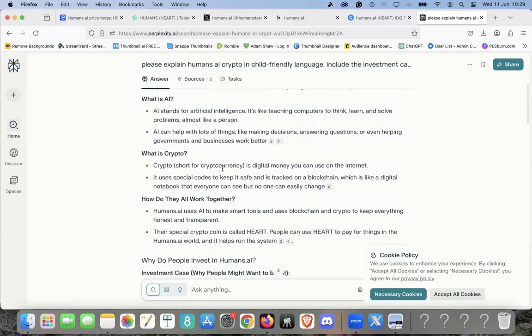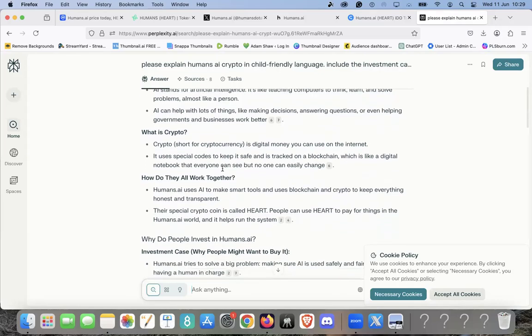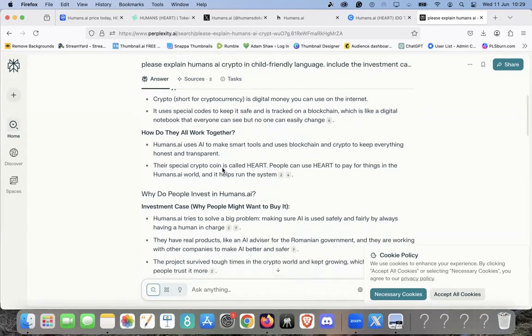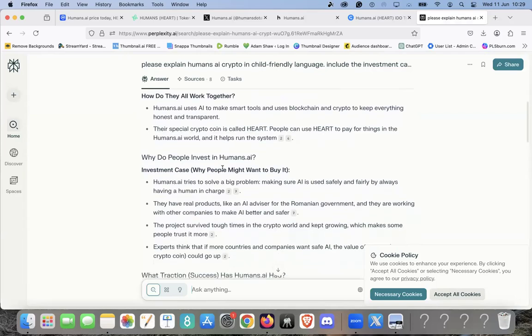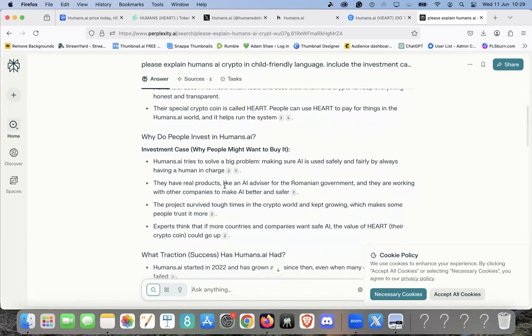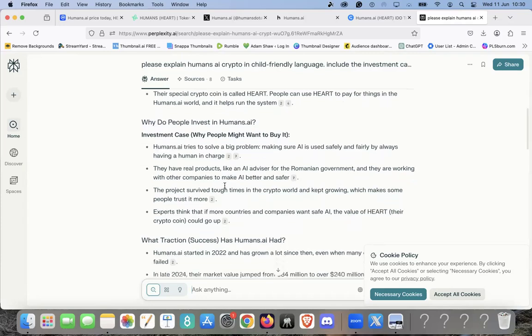So, what is AI? AI stands for artificial intelligence. It's like teaching computers to think, learn, solve problems almost like a person. AI can help with lots of things like making decisions, answering questions, and even helping governments and businesses work better. So, crypto, we know what crypto is. How do they all work together? So, Humans.ai uses AI to make smart tools that use blockchain and crypto to keep everything honest and transparent. Their special crypto coin is called Heart. People can use Heart to pay for things, and it helps run the system.